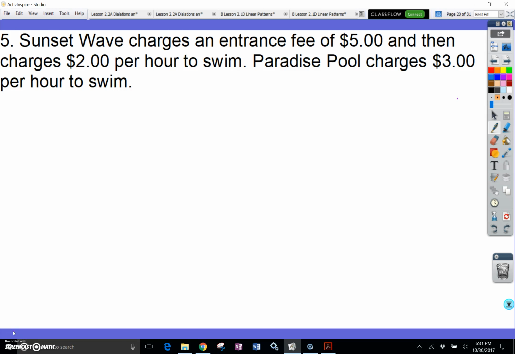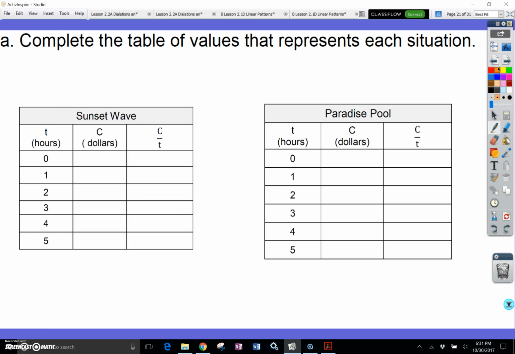Alright guys, you have either attempted number 5 or you will be going over it with me for the first time. So we have two places. We have Sunset Wave, and it charges an entrance fee of $5 and an additional $2 per hour. Paradise Pool is a little bit more expensive per hour, but there is no entrance fee.